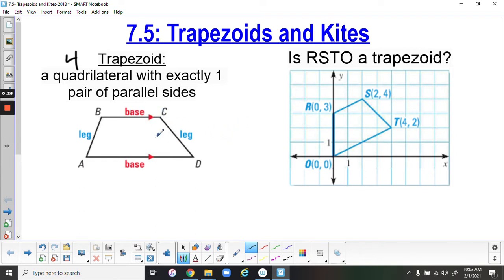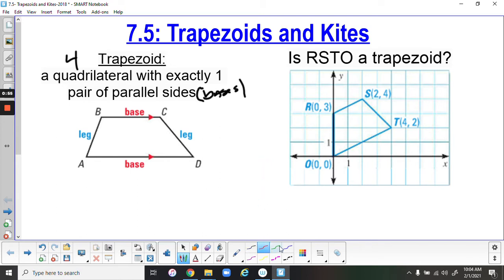There's the red arrows to show parallel. And remember that when you're going to show parallel on a picture, you use the arrows. And then the parallel sides are going to be called the bases of the trapezoid. Sometimes it'll look like a normal old trapezoid like this does. Sometimes it'll be upside down, and sometimes it'll be on its side. So we have to pay attention for that.